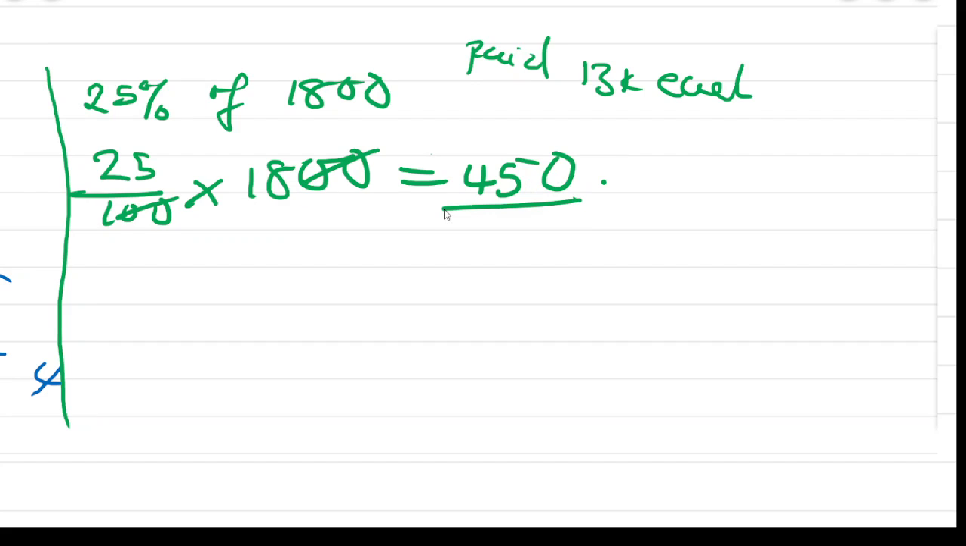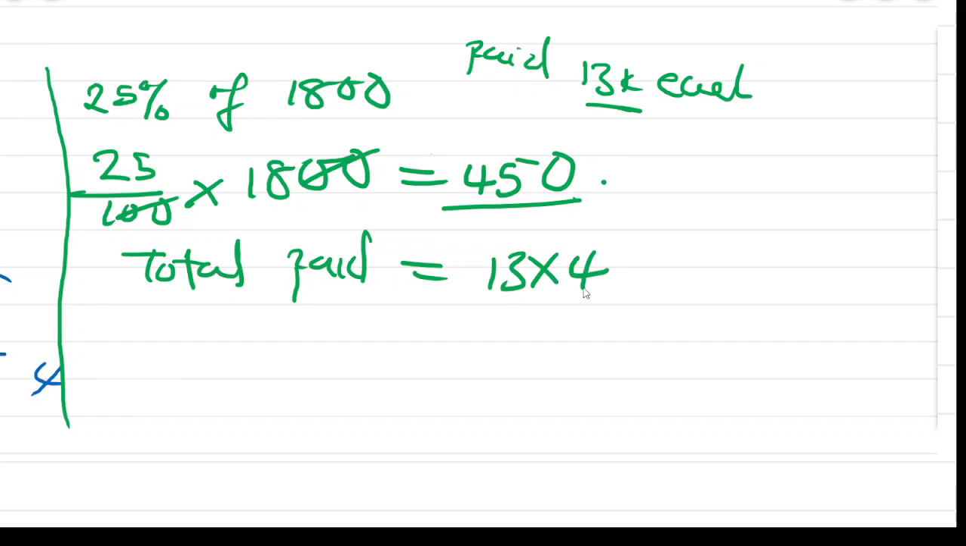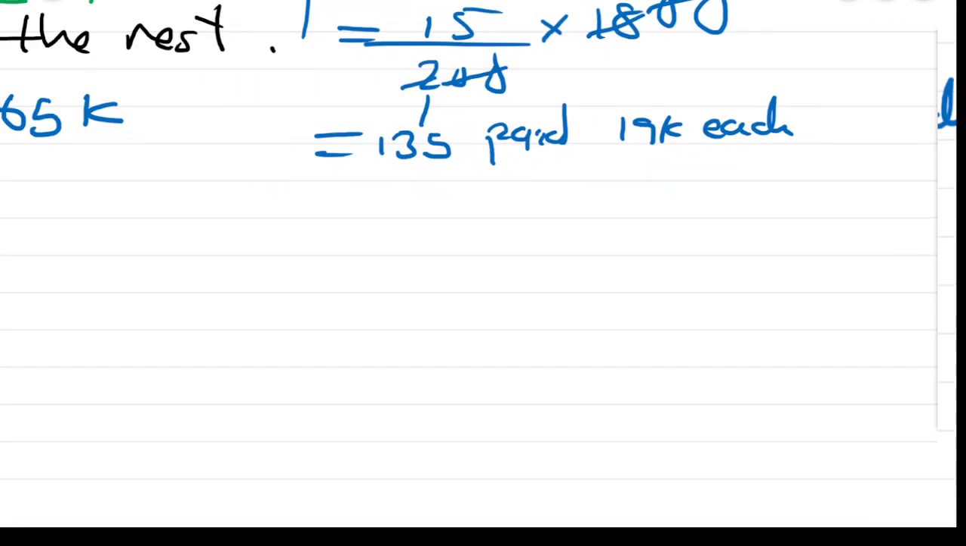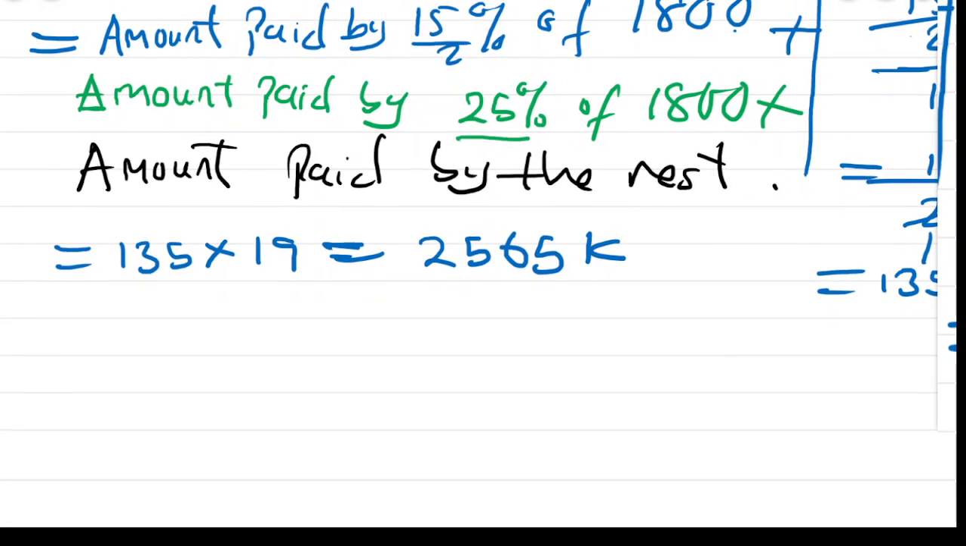So each of these 450 persons paid 13k. So the total paid equals 13 times 450. This amount should be large now. So 13 times 450, we are getting 5,850 kobo paid for the green people. So let's put it down here. So these guys, they paid, this is plus 5,850.